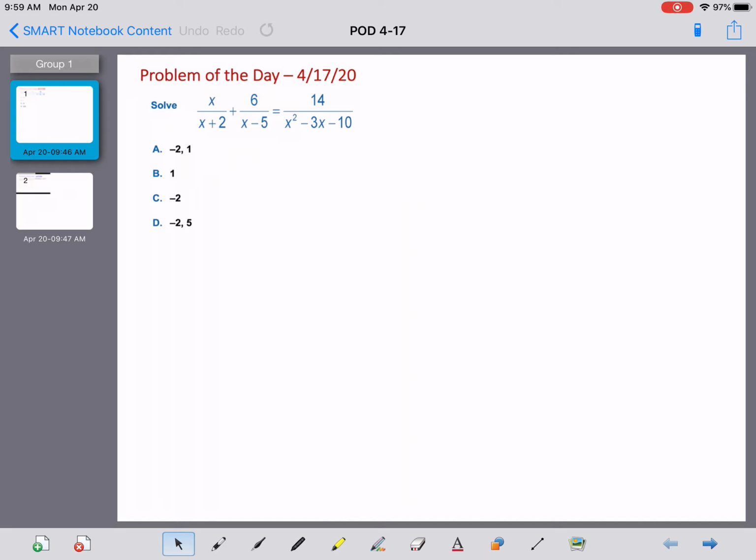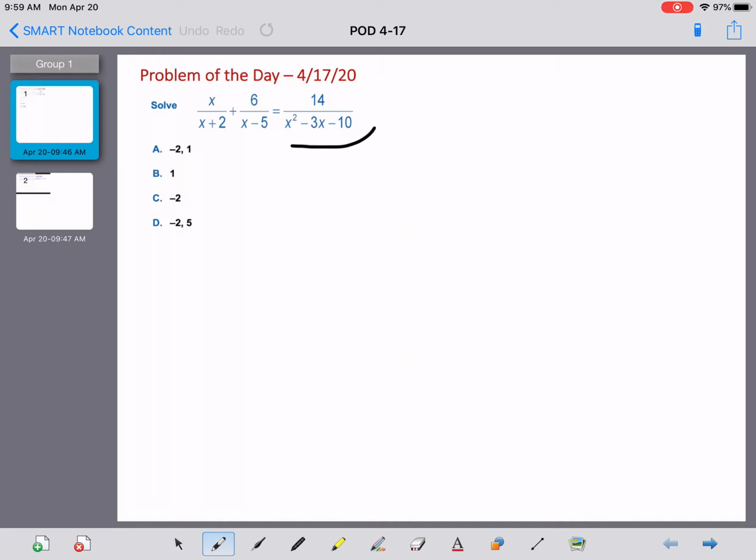Alright, if we take a look at what we have here, we have a rational equation, and therefore we need to solve this by finding the lowest common denominator. So the first thing I'm going to do is factor the denominator of the solution.